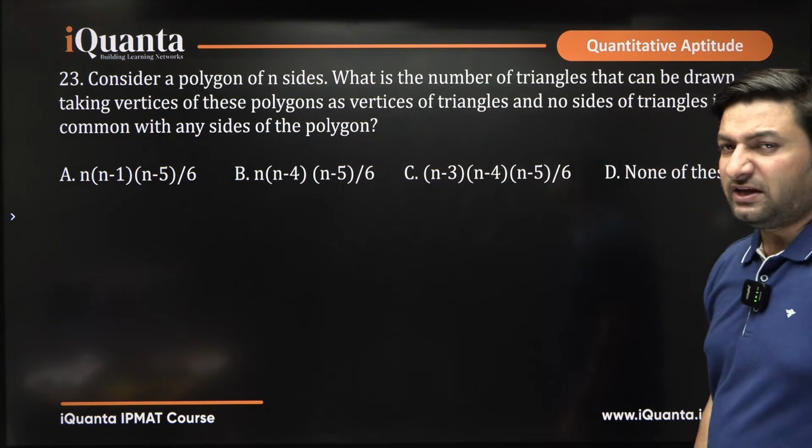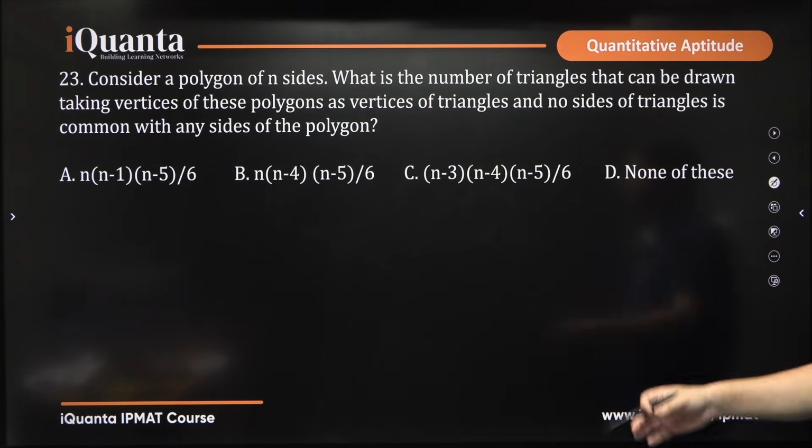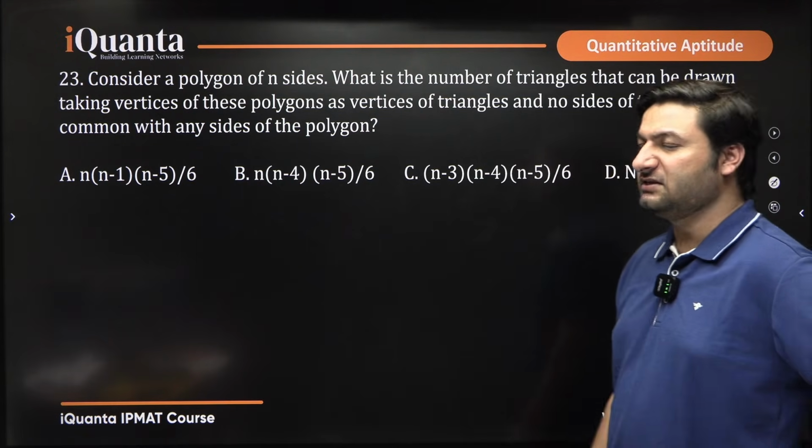So this is the question I gave you as homework. Consider a polygon of n sides. What is the number of triangles that can be drawn taking vertices of these polygons as vertices of the triangle, and no sides of the triangle is common with any sides of the polygon.